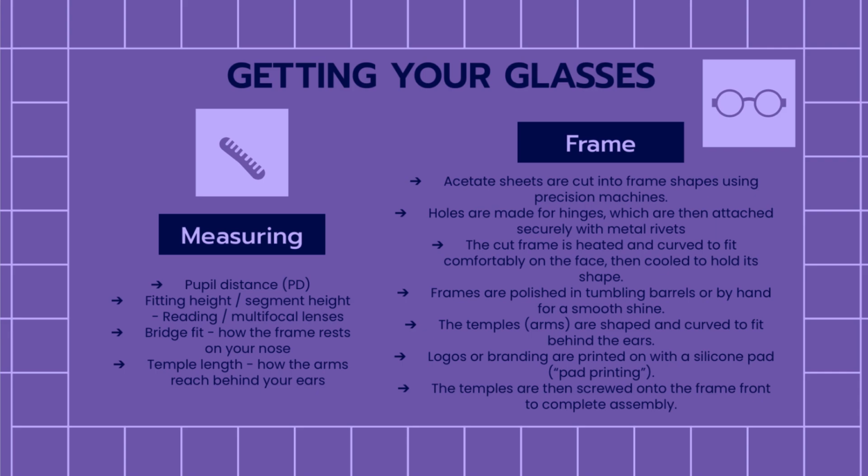We'll now talk about the process of creating frames and lenses. Firstly, acetate sheets are cut into frame shape using precision machines. Holes are made for hinges, which are then attached securely with metal rivets. Then the cut frame is heated and curved to fit comfortably on the face, then cooled to hold its shape. Frames are polished in tumbling barrels or by hand for a smooth shine.